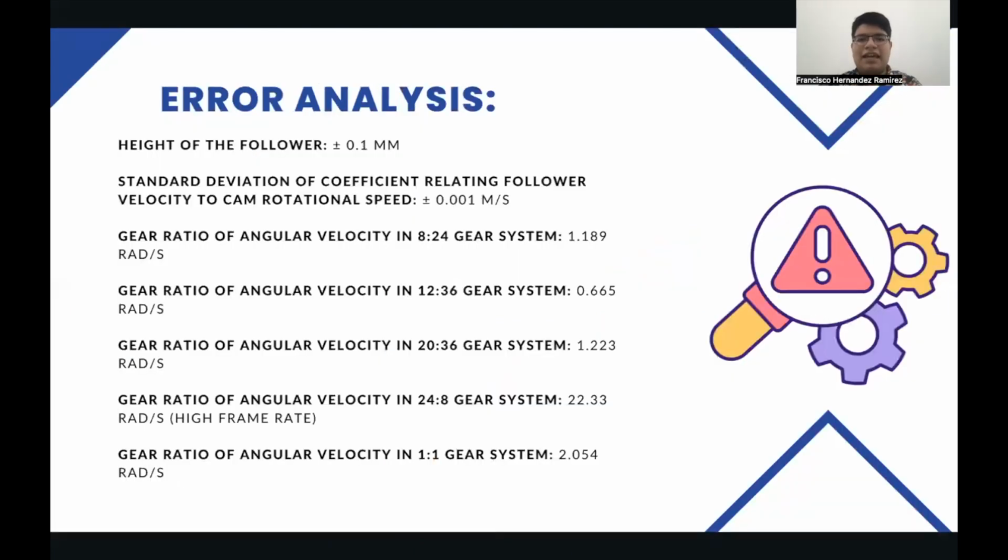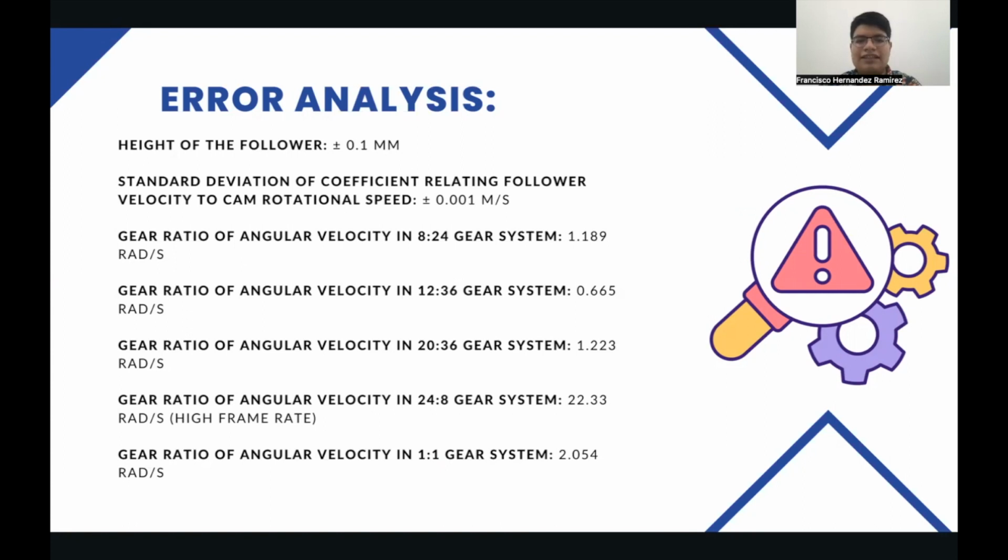This experiment, as any other experiment, wasn't exempt from error analysis. This is to establish a little margin of error between the measurements. For the height of the follower, we have an error of plus minus 0.1 millimeters, which is the smallest measurement on a ruler, the tool we used to measure the gears. The standard deviation of the coefficient relating follower velocity to the cam rotational speed is plus minus 0.01 meters per second.